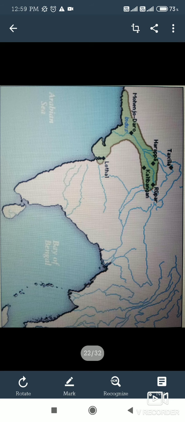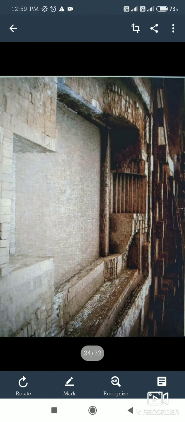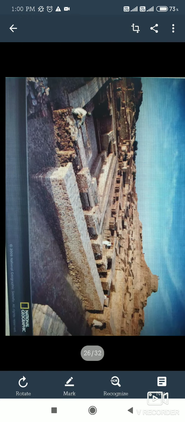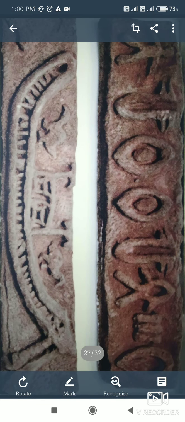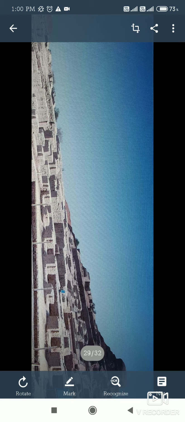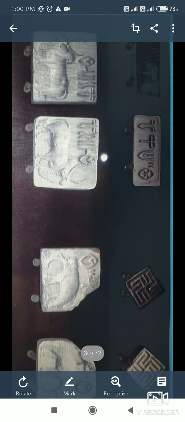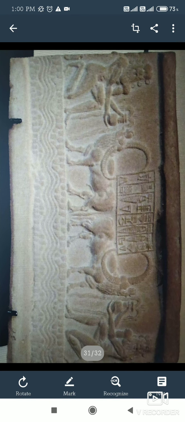Lothal in Gujarat. The maximum part is in Pakistan and some part in Punjab, okay. This is inside the Great Bath. This is the town planning. This is the Great Bath, and these are the writings they have depicted on a stone, okay. And this is also some seals they are using, and they are using the picture of buffalo, picture of bull, okay, one horn rhinoceros. They are worshipping all these things. This is on a seal.